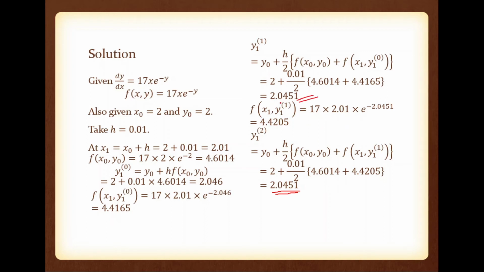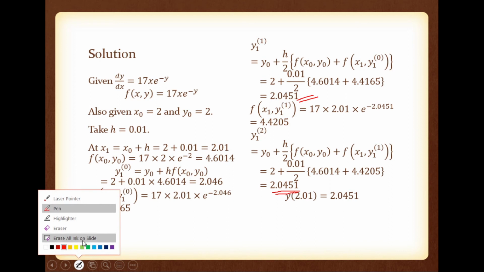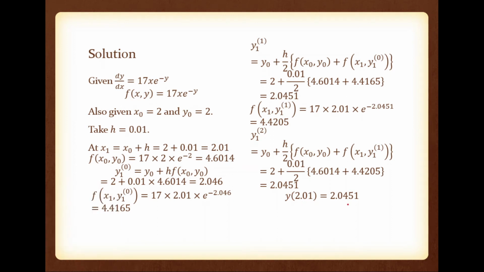So we can stop our execution of this program. So we can take y1. What is y1? y1 is the value of y at x equal to x1. That is at x equal to 2.01, the value of y is 2.0451. So we can write it as y of 2.01 equal to 2.045. Is it okay? So now by using this value we have to find y of 2.02. Is it okay? So that we are going to do.